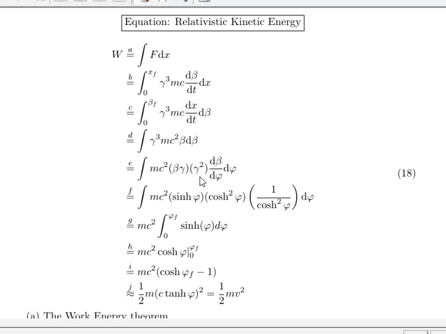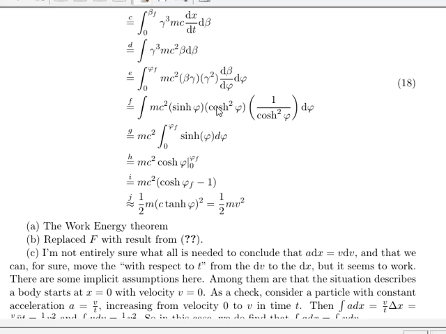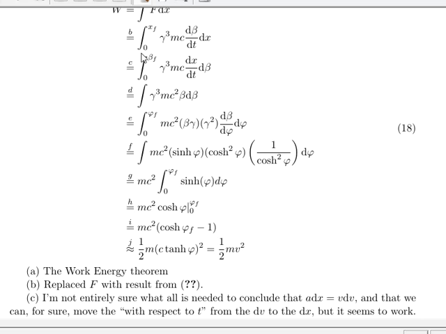Still have, and I'm separating out del beta. I'm just kind of introducing a del phi over del phi here. So I'm going to start doing it in terms of initial and final rapidity. So I should change my variables of integration there. So instead of going from 0 to beta final, we're going to go from 0 to phi final.